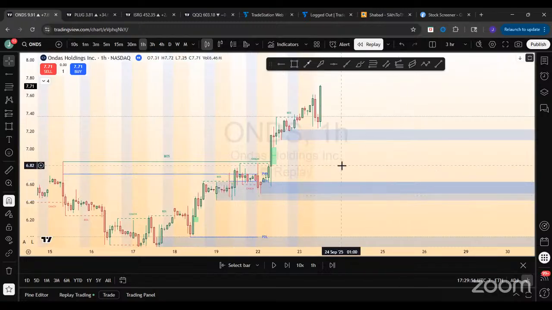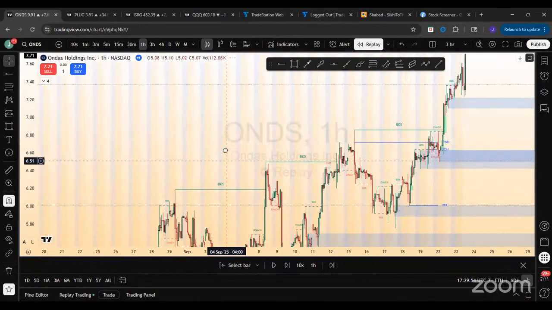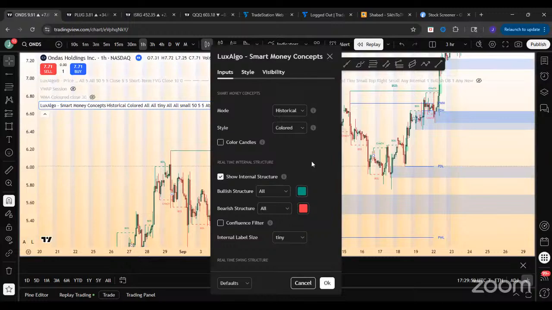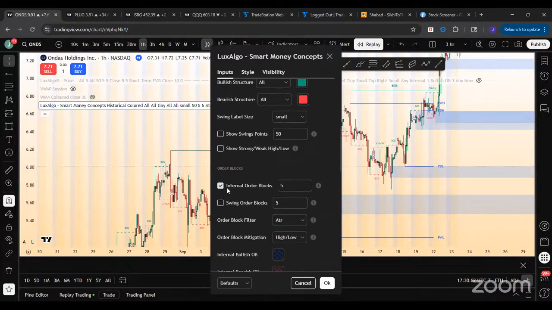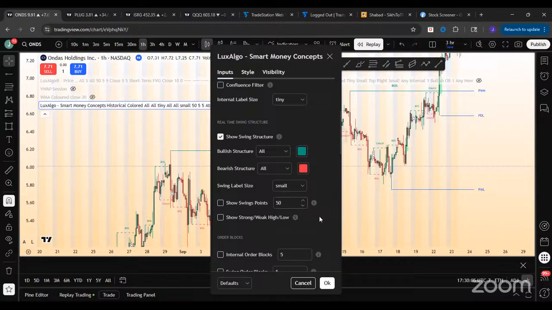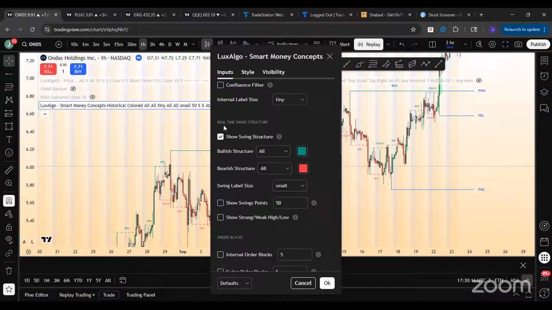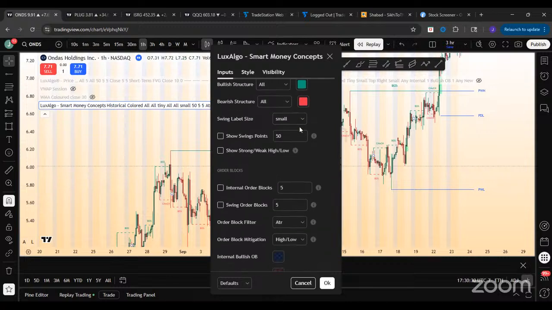It can show you this order block. Not only that, it actually draws these here. So let me turn off the order blocks. Just focus on this piece here. This is called real-time swing structure. What is this structure? This is the market structure. Remember I said that there is a swing structure, which is the external, bigger structure, and then there's the internal structure, which is the local structure. It actually gives you both.